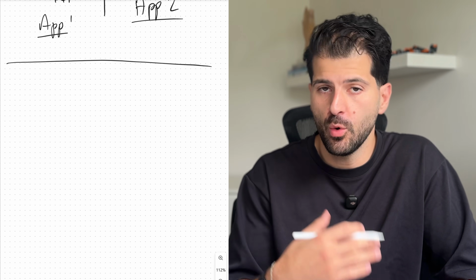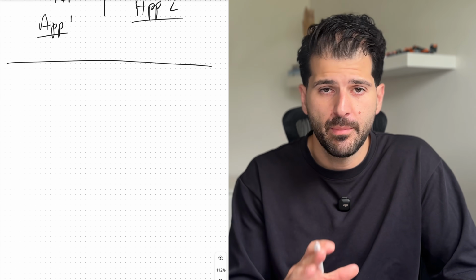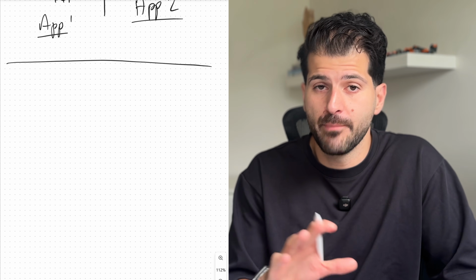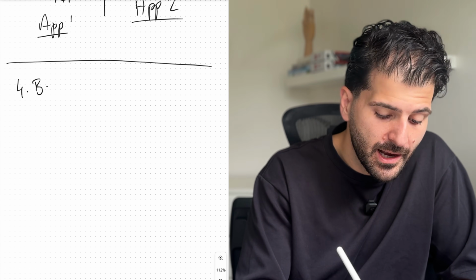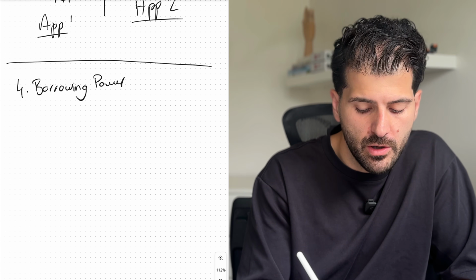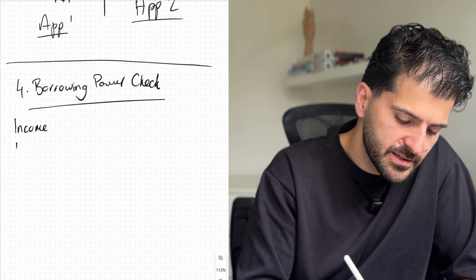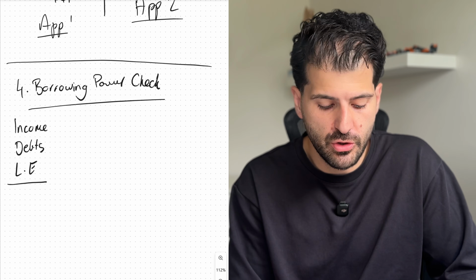Step number 4 might actually be the most important one of all because you can get all the structures you want. You can get all the usable equity that you can get in your property there, great bank valuations, everything. But if you don't have any serviceability and you don't do a borrowing power check, that's when it's going to go belly up because you can't actually borrow the money to be able to get the investment property that you want. You need to go through your income, your debts, and your living expenses. This is what's going to determine how much you can borrow.